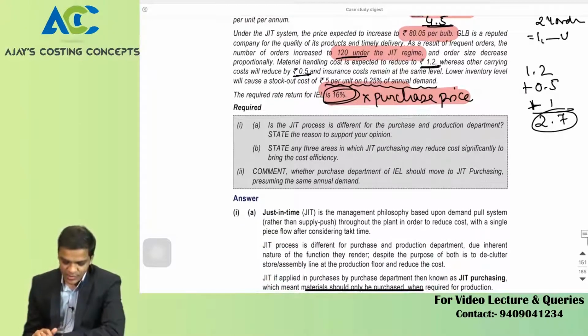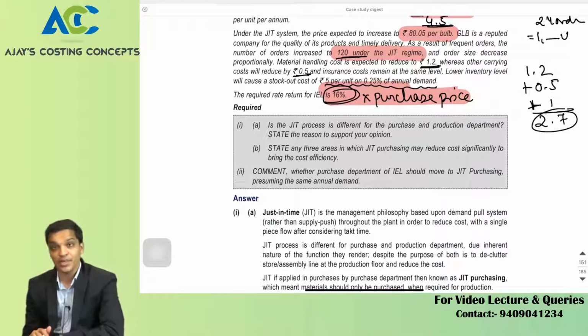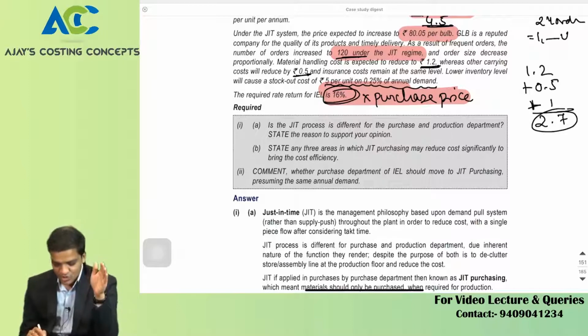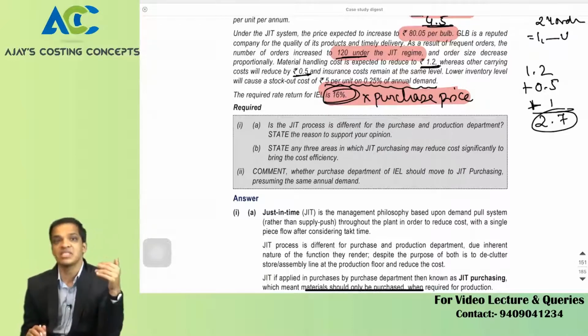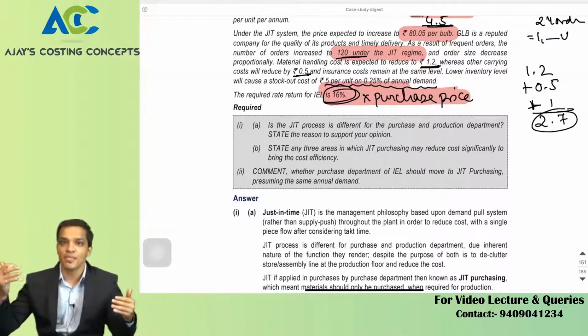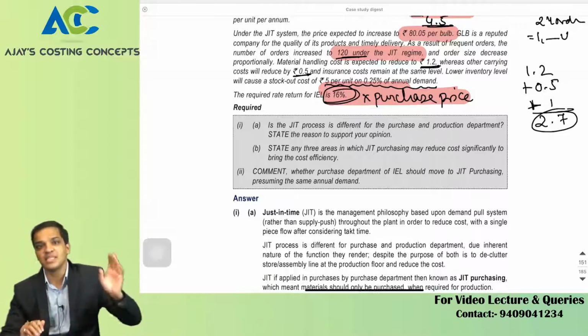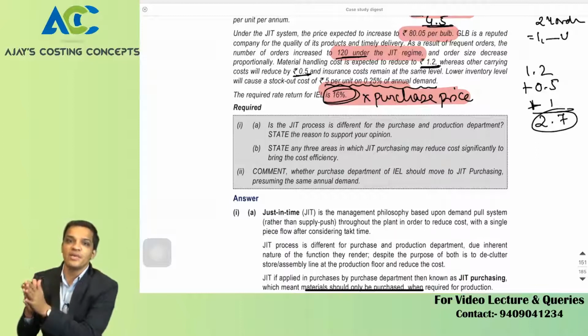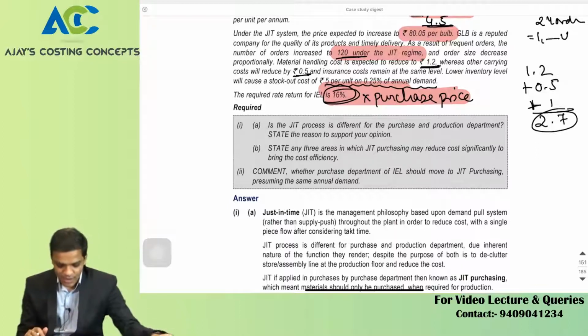Is the just-in-time process different for the purchase and production departments? State the reason to support your opinion. The first question: whether just-in-time is different when it comes to purchase and production? Yes, it is different. There are two things, just-in-time purchase and just-in-time production. Just-in-time purchase is purchasing as and when required. Just-in-time production is producing as and when required, right? State any three areas in which just-in-time purchasing may reduce cost significantly.